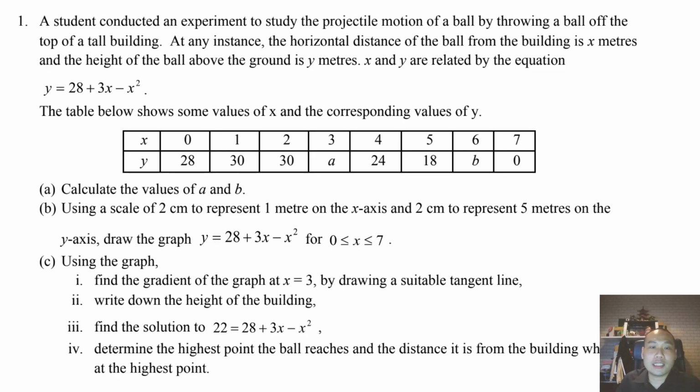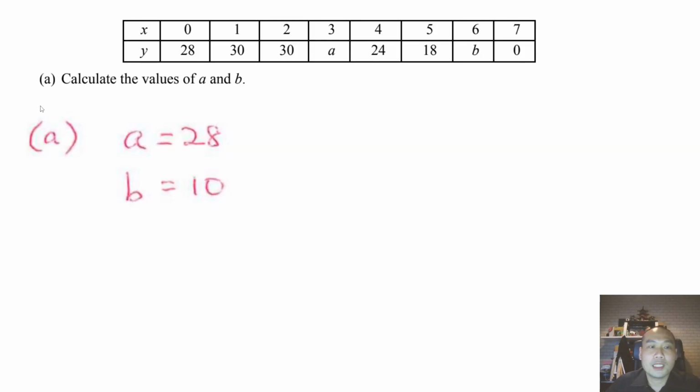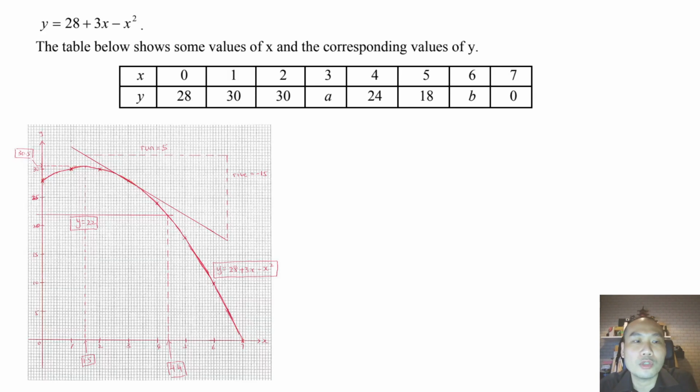Okay, so the table is given to us, but there are two unknowns in the table, a and b. And we have already learned how to calculate a and b, right? We just substitute x equals 3 into our function to get a, and substitute x equals 6 into our function to get b. So with that, we should get a equals 28 and b equals 10. Okay, so the first step is quite straightforward. You shouldn't get this incorrect. So let's go on to the next part.